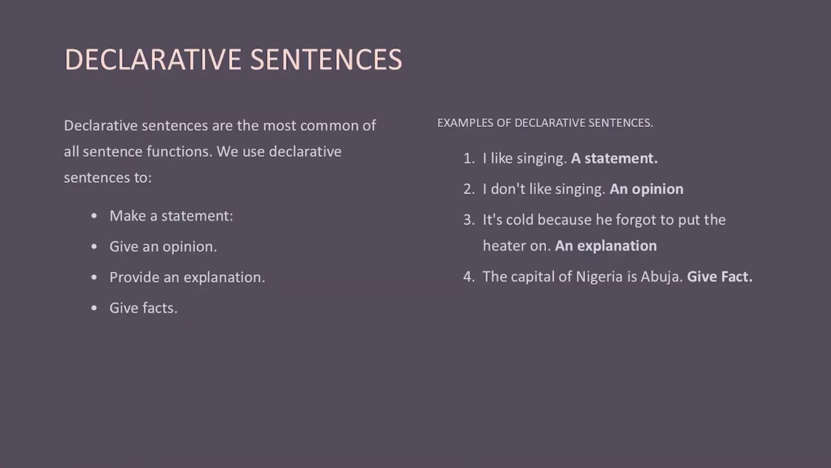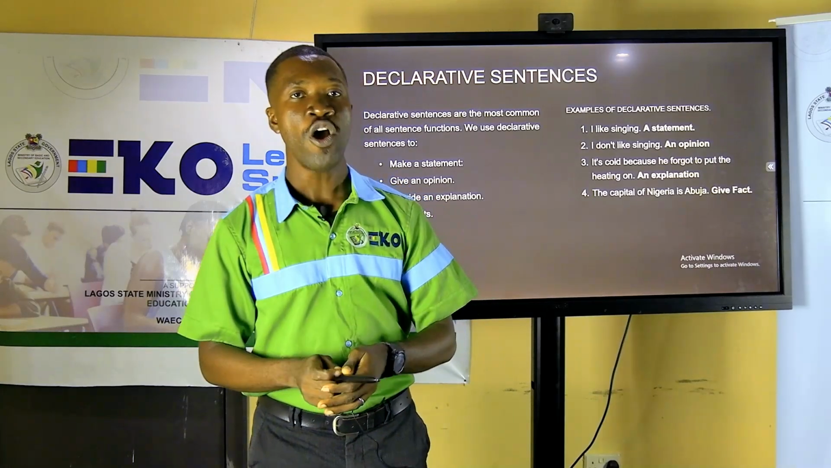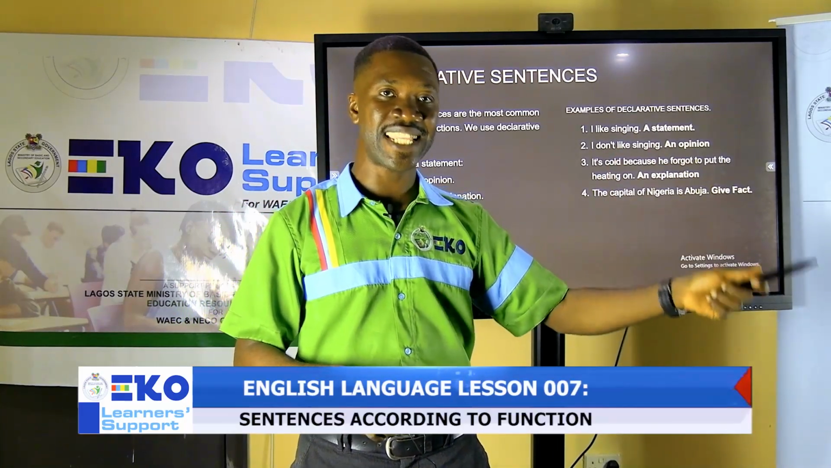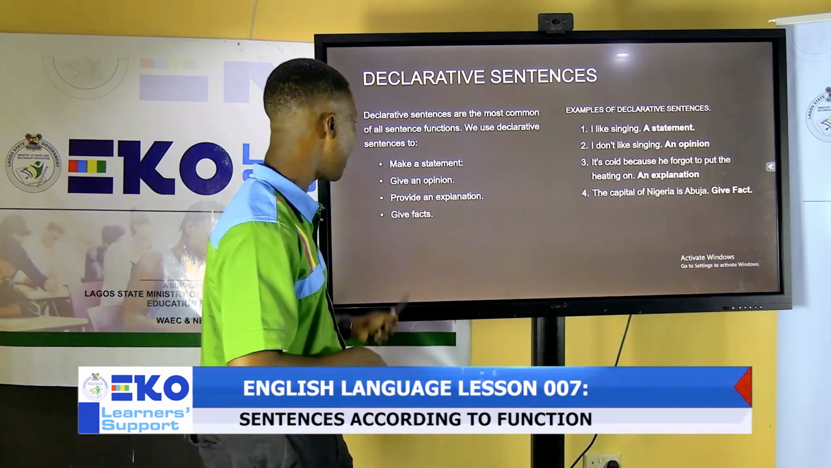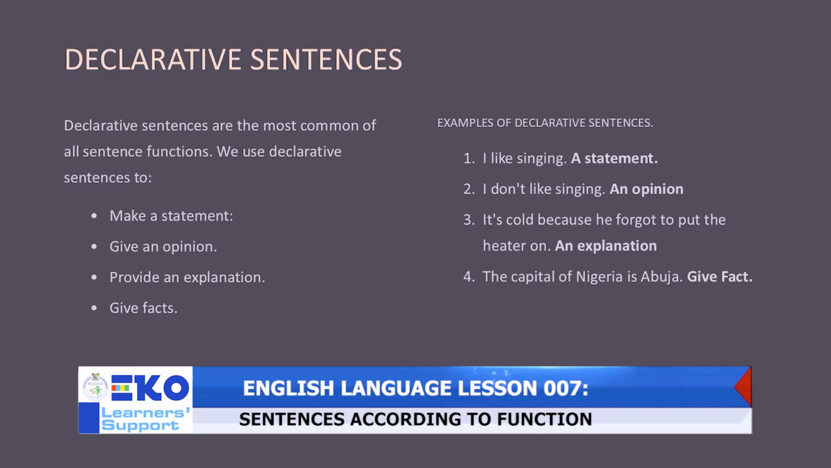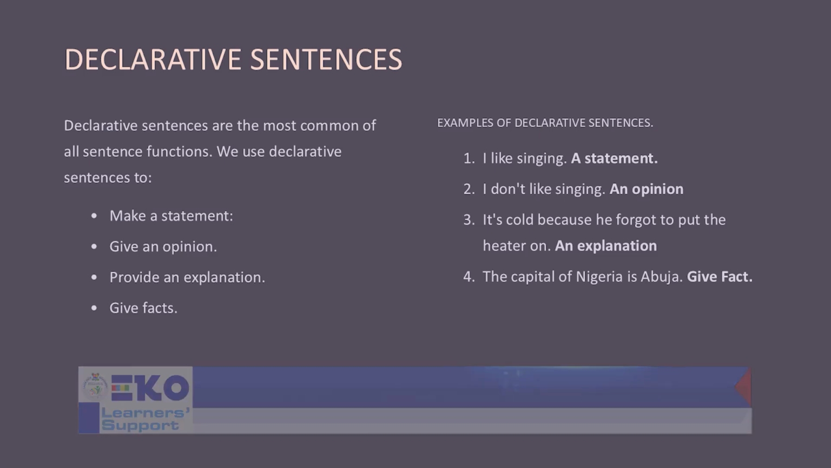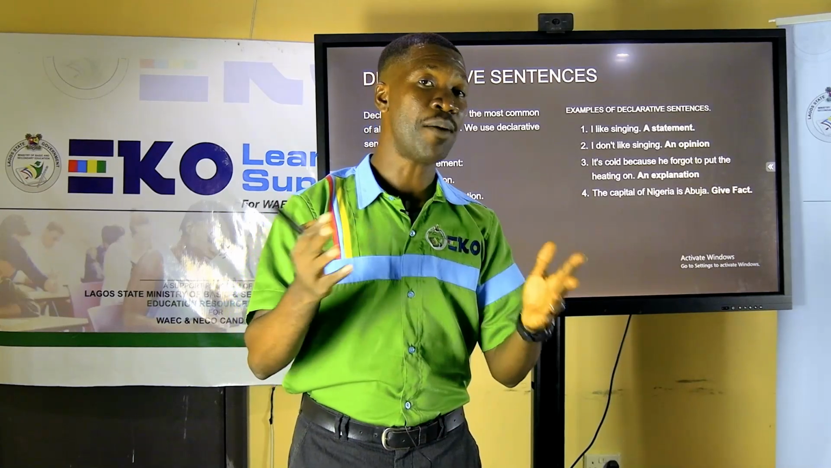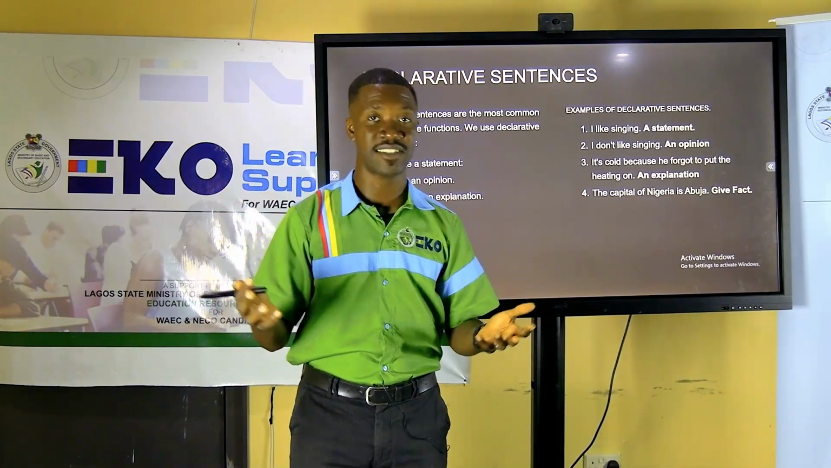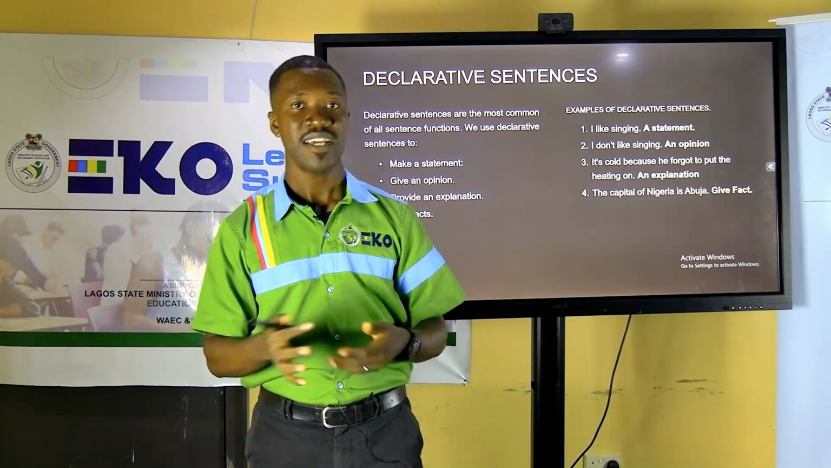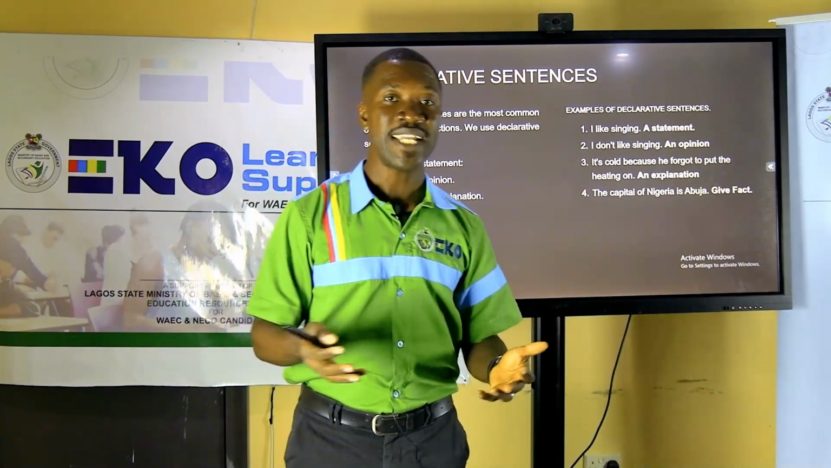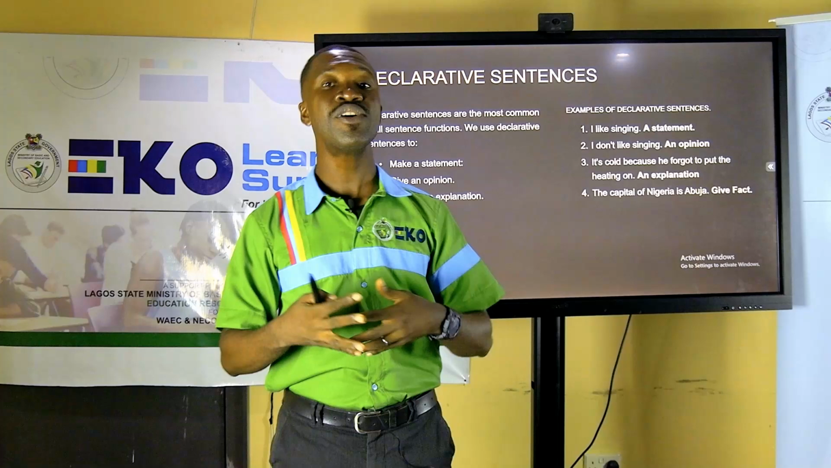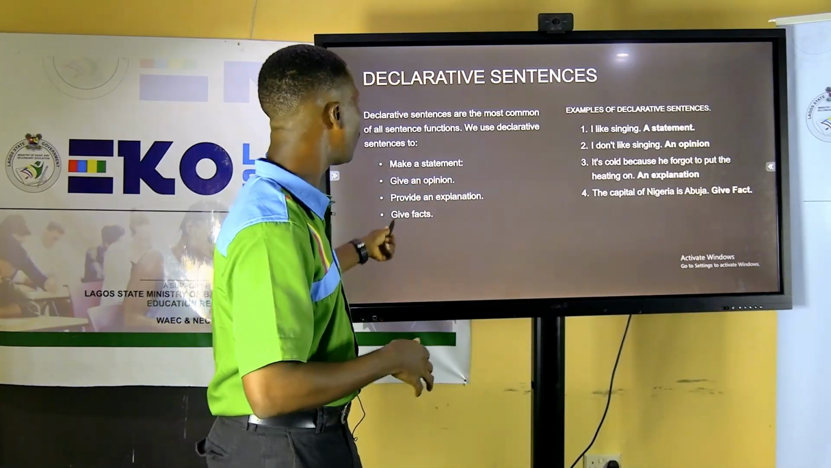We also use it to provide an explanation. Something went wrong and you are trying to explain, or you want to explain the reason why a thing should be the way it is. You make use of your declarative sentences. And finally, we can use it to give facts. Sometimes we also use it to state truth. For example, the sun rises in the east and sets in the west. Those are examples of truth. When we want to state a fact, for example, Nigeria is the largest country in West Africa, we make use of declarative.